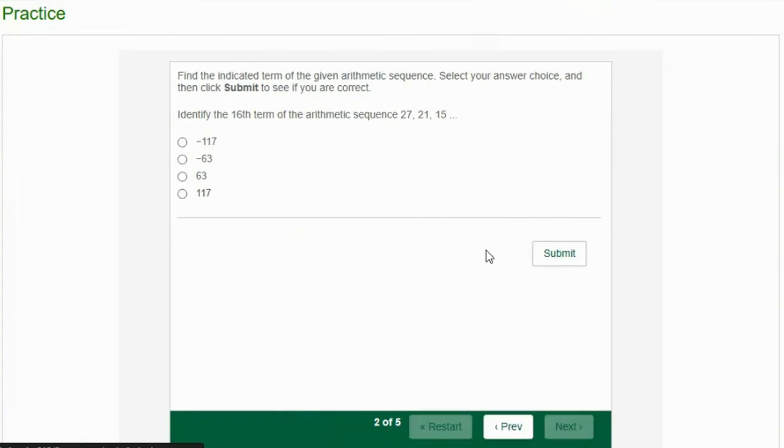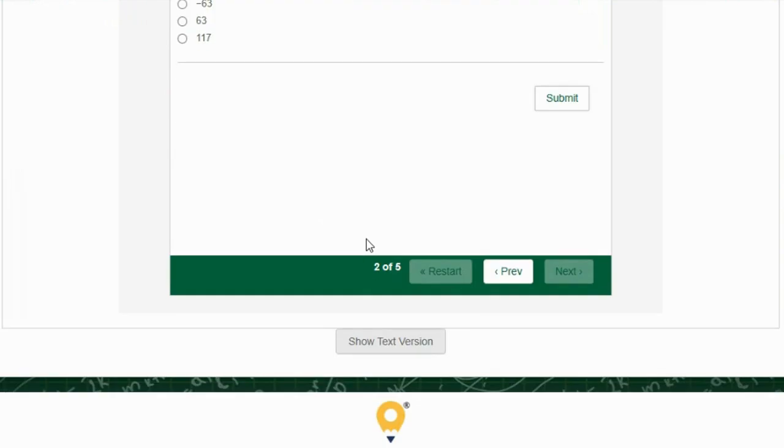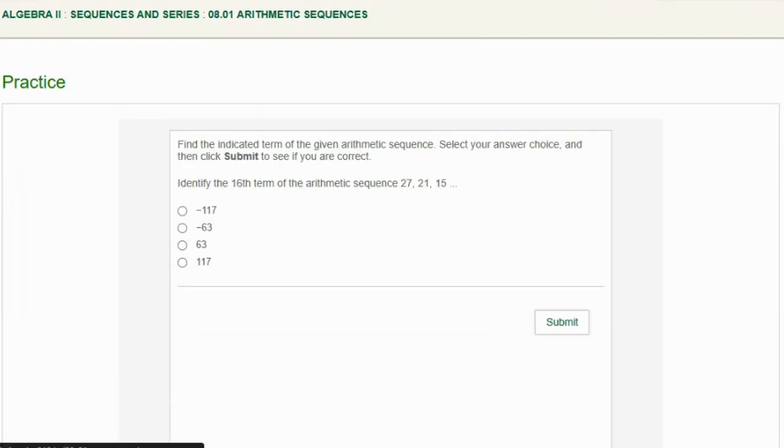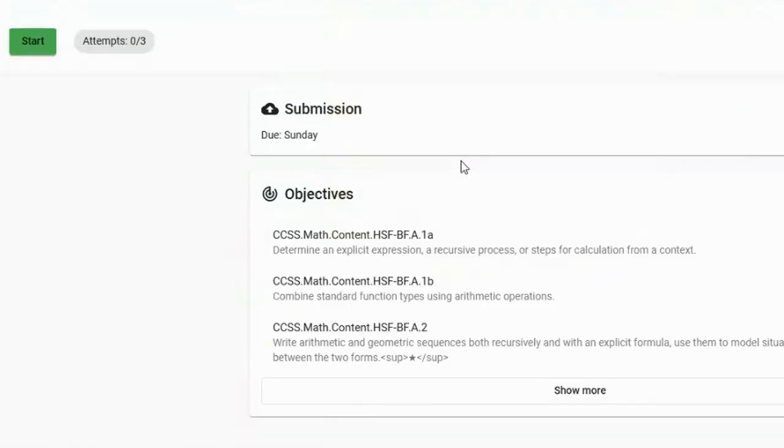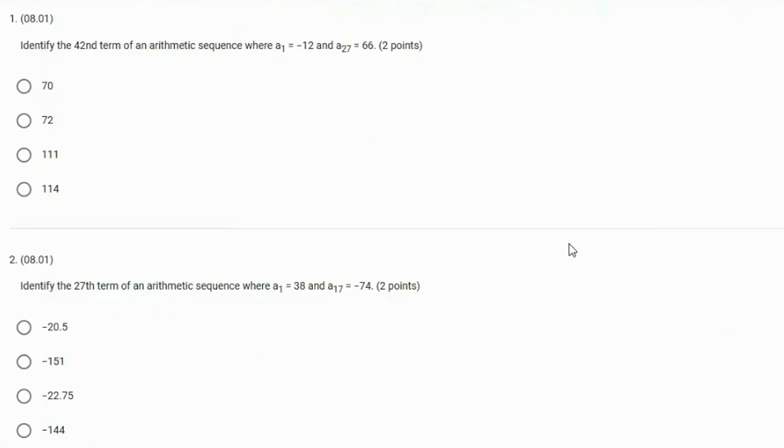There's 5 problems. What's the 16th term of this sequence? That sequence is going down, so it's not going to be a positive number. It's going to be a negative number. It'll be one of those two. So, all right. Then let's look at the assignment for this first lesson. We'll get to our second lesson.